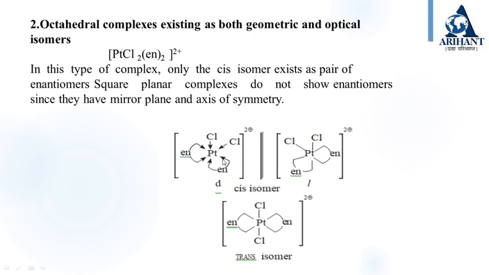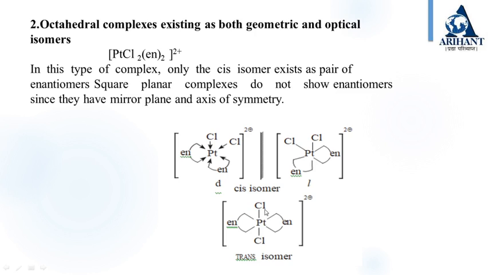See this molecule and it is its mirror image. So if I take out this molecule and put it over the right side molecule, the second molecule, I am not getting the same type of molecule again. So they are non-superimposable mirror images of each other. So they are enantiomers. But look at this trans isomer.